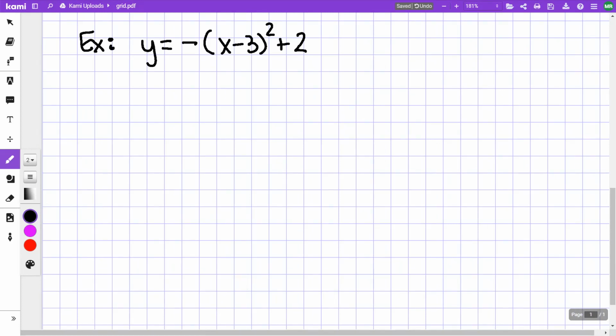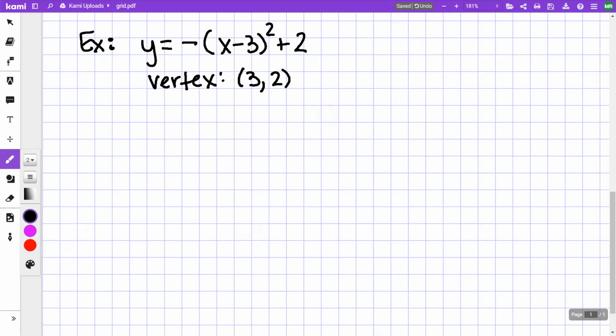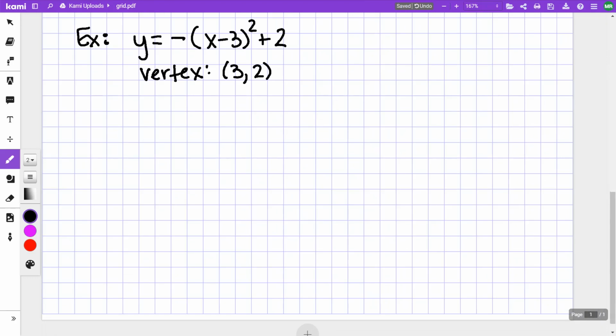So what is the vertex for this? So our vertex is going to be 3, because that makes the x minus 3 0, comma 2 because of the plus 2. So now I'm going to draw my graph.